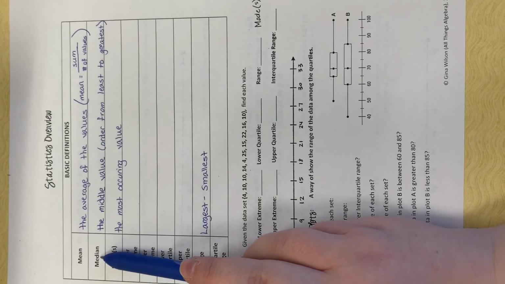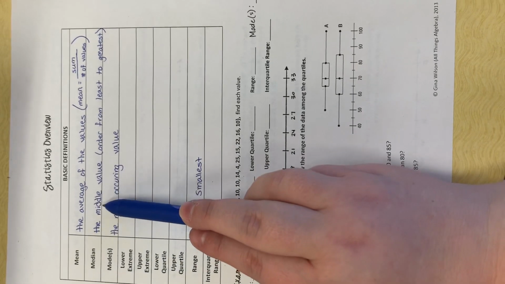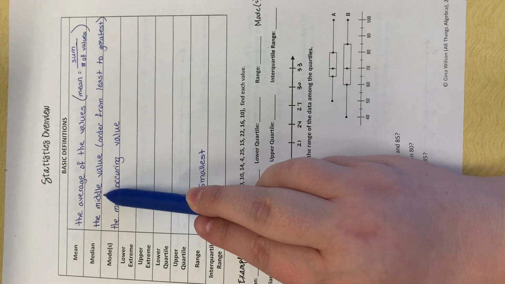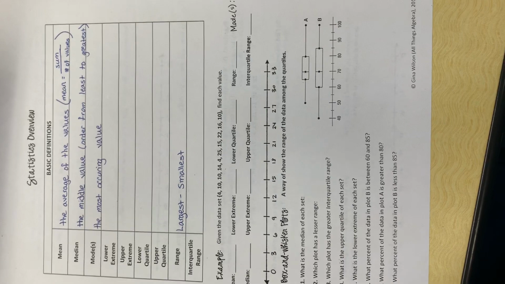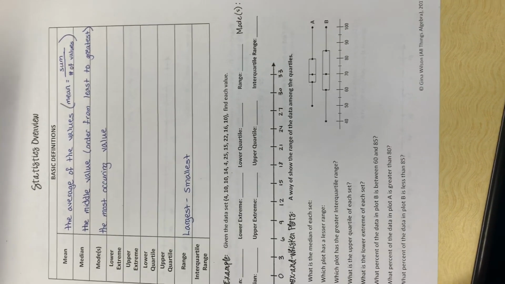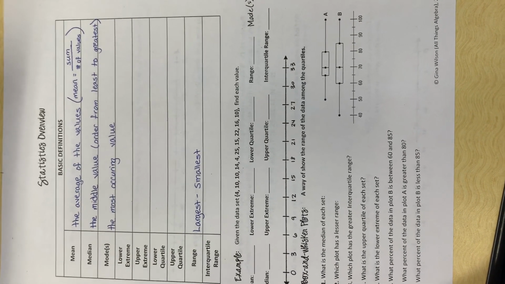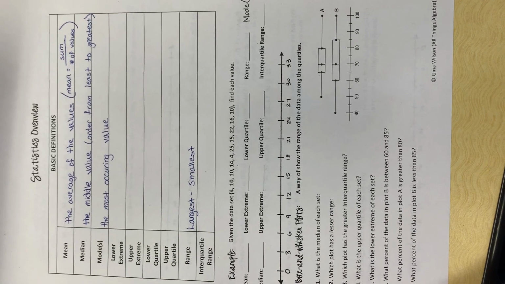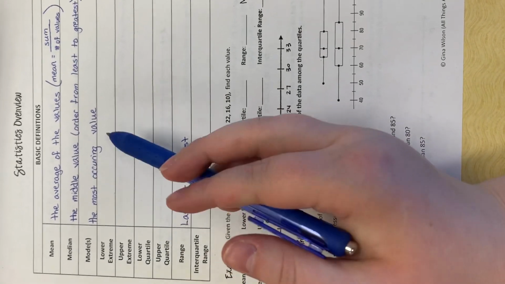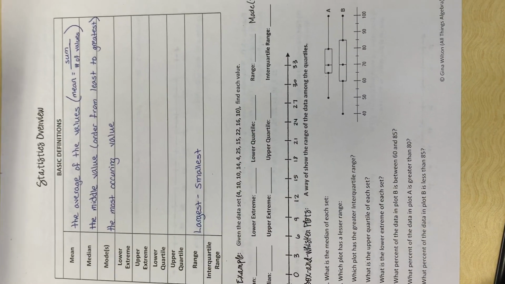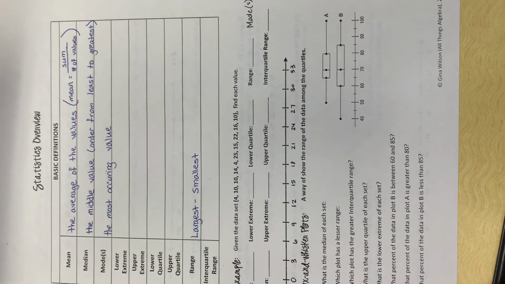We all know how to get the median by this point. You don't add them up. You put them in order from least to greatest and take the middle value. Remember, if there happen to be two middle values, you would take those two numbers, add them, and divide by 2. Take the average of them. All right, mode is the most occurring value. Remember, we used to say mode is the one that you see the most. They kind of sound like each other.